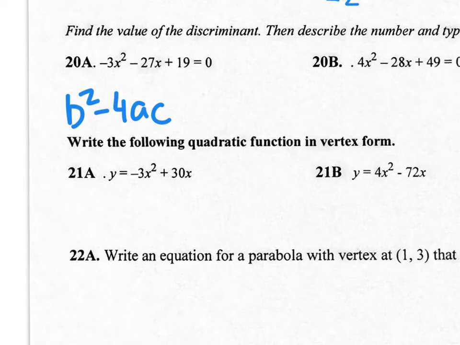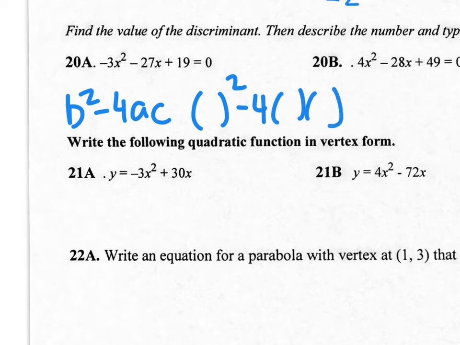So 20a, we're going to just replace the letters in b squared minus 4 times a times c. Of course, you guys get to use calculators. So b squared, inside there, it's going to be a negative 27 squared. And then 4 times a, that's 4 times negative 3, times 19 at the very end as your c value. So from here, it's a great idea to grab a calculator and work this out and get an answer.